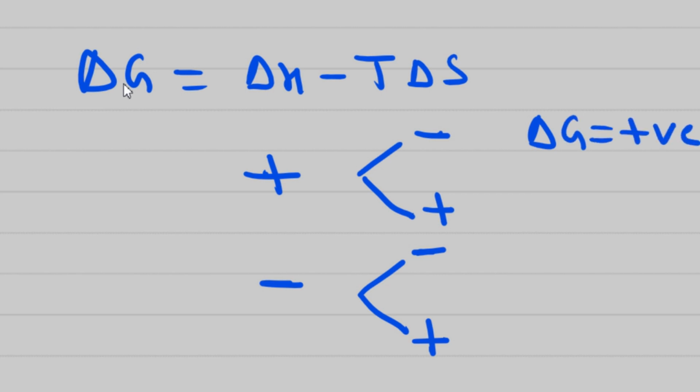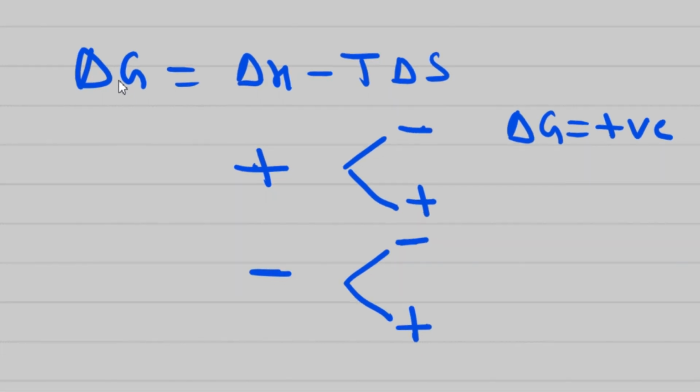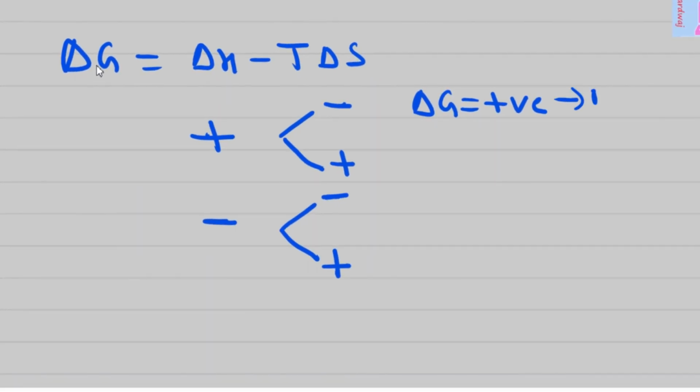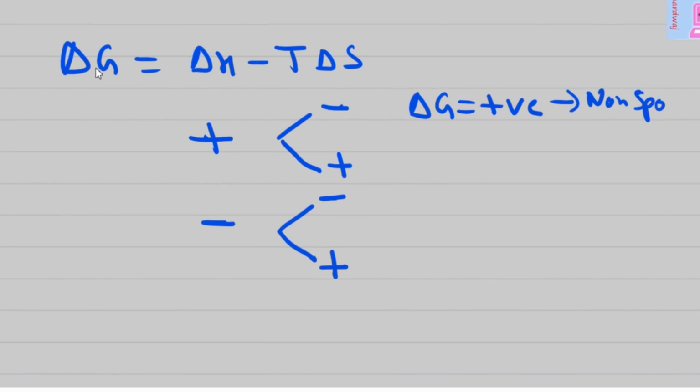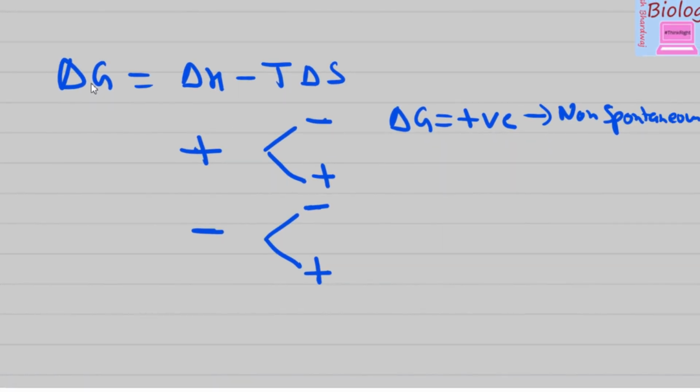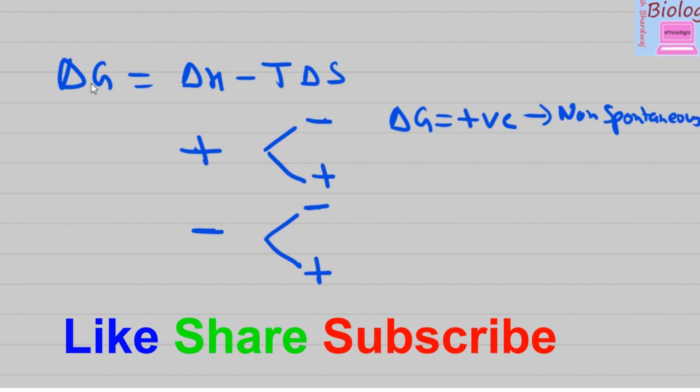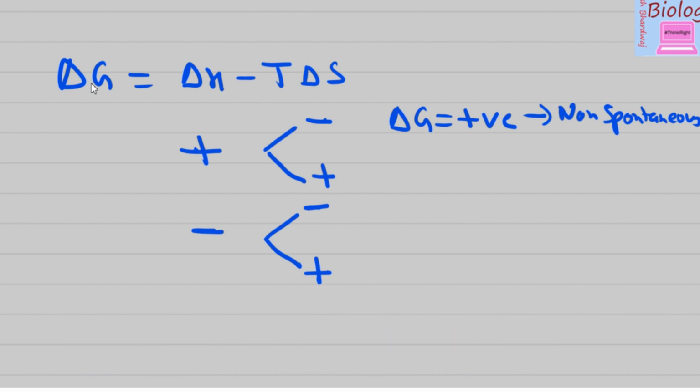Such reactions which are going to have a positive delta G value are actually non-spontaneous. They are not going to occur on their own. Here I just want to tell you one of the best examples: graphite cannot convert into diamond at the normal temperature at the surface. So that reaction is not going to happen. Those are known as non-spontaneous reactions.